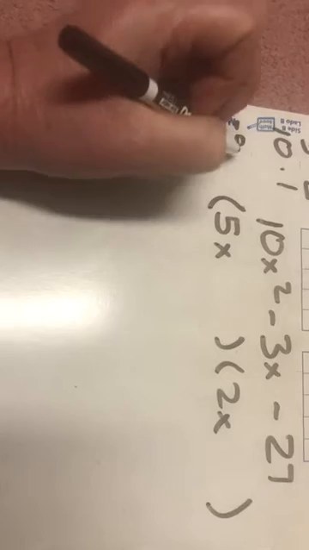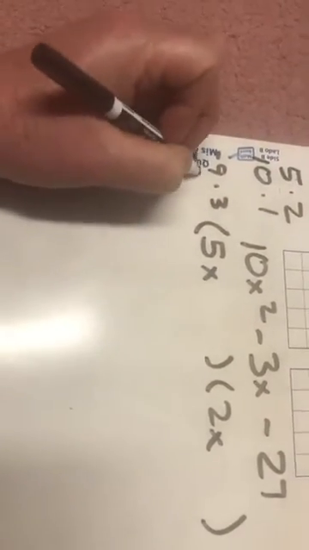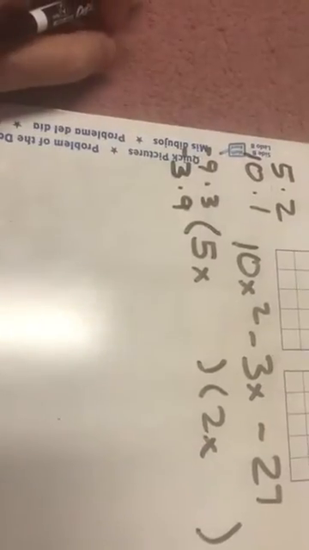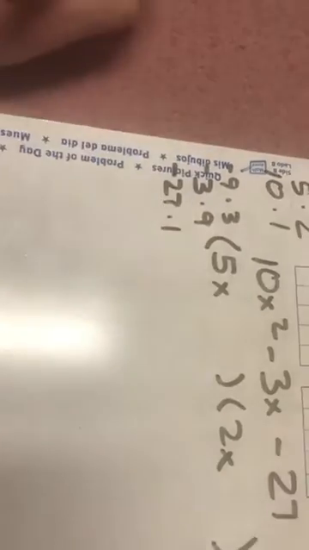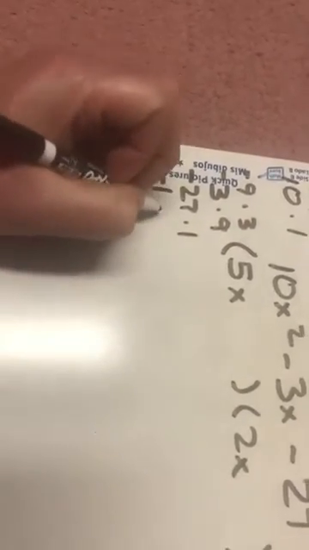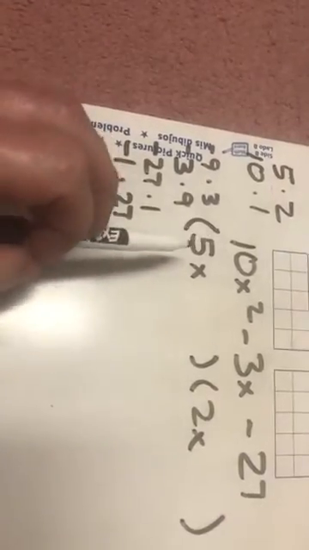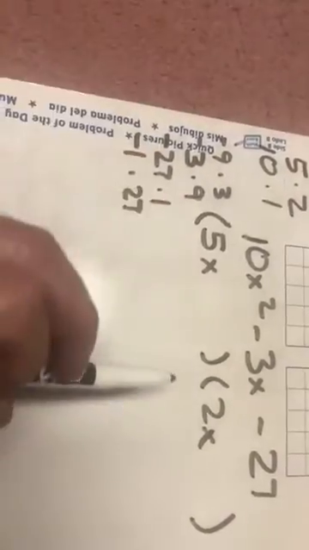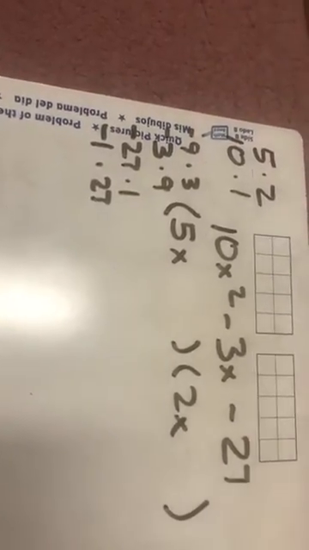Well, it could be a negative 9 times a positive 3. It could be a negative 3 times a positive 9. Technically, it could be a negative 27 times a positive 1. And it could be a negative 1 times a positive 27. I've got to think about all those possibilities. But then also I have to remember that this 5x times 2x may not be right. I may exhaust all of these options and 5x and 2x still isn't right. All right? It's about trial and error.